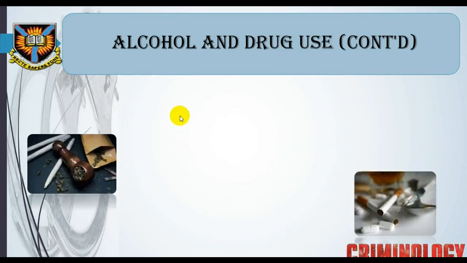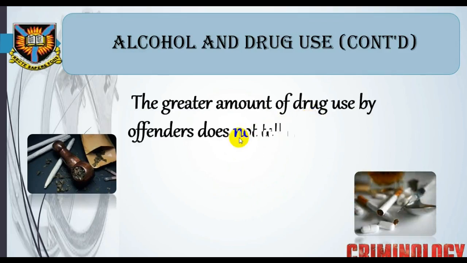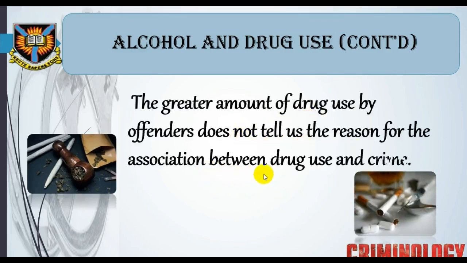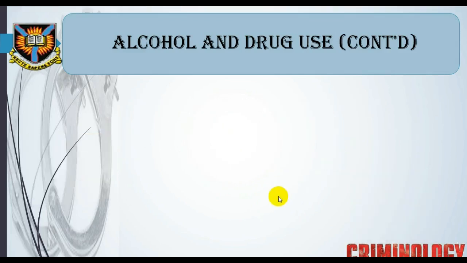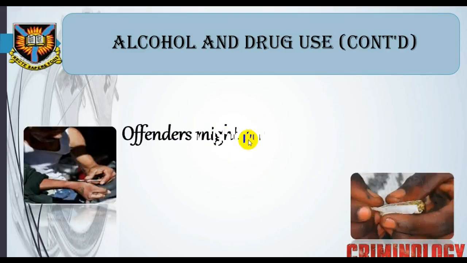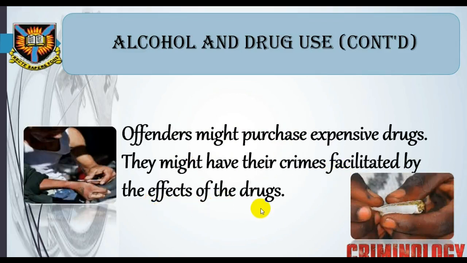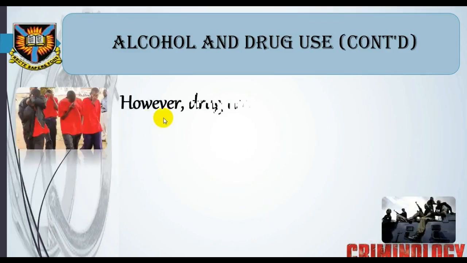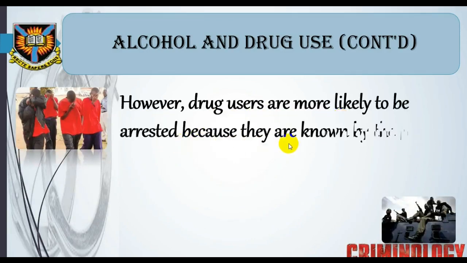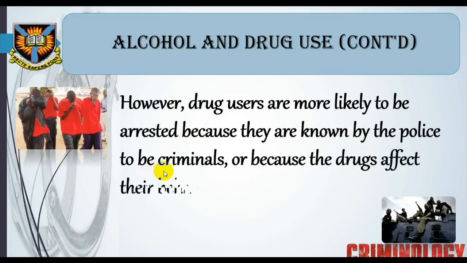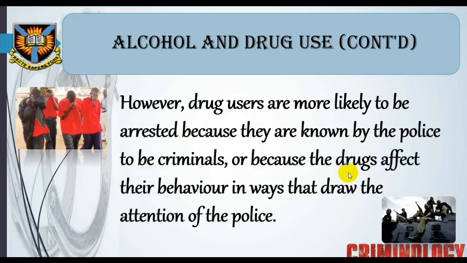The greater amount of drug use by offenders does not tell us the reason for the association between drug use and crime. Offenders might purchase expensive drugs. They might have their crimes facilitated by the effects of the drugs. However, drug users are more likely to be arrested because they are known by the police to be criminals, or because the drugs affect their behavior in ways that draw the attention of the police.